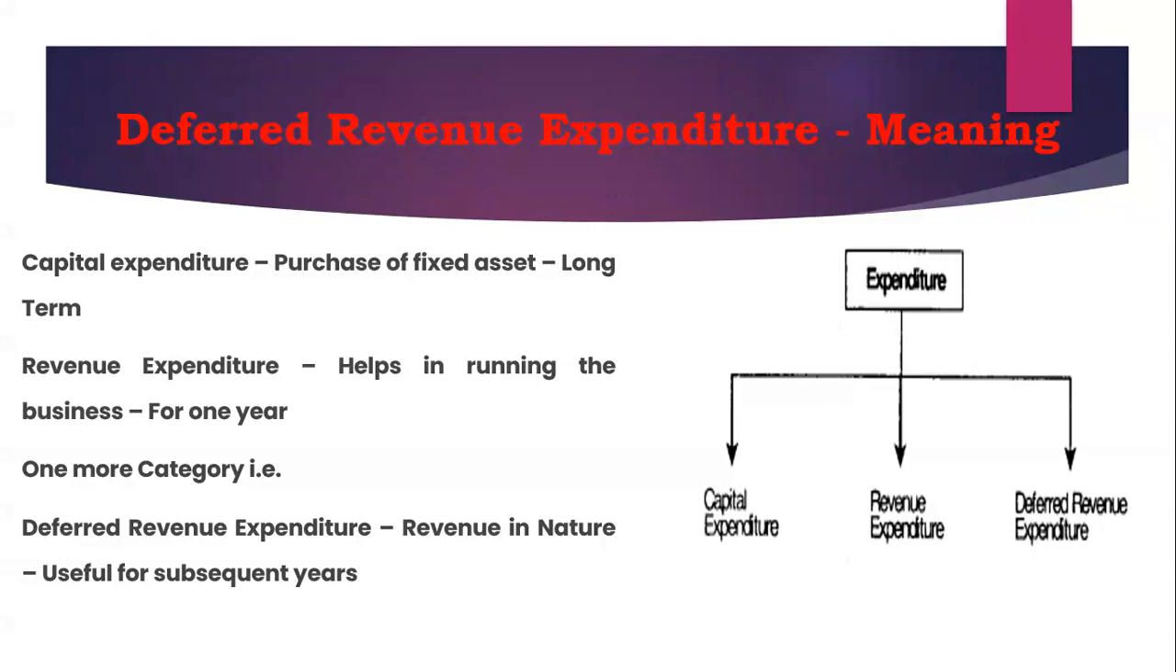One more category of expenses is referred to as deferred revenue expenditure. What exactly does it mean? These expenses are revenue in nature and incurred in 1 year, but they will be useful for subsequent years. It could be 3 to 5 years, 5 to 7 years, like that.